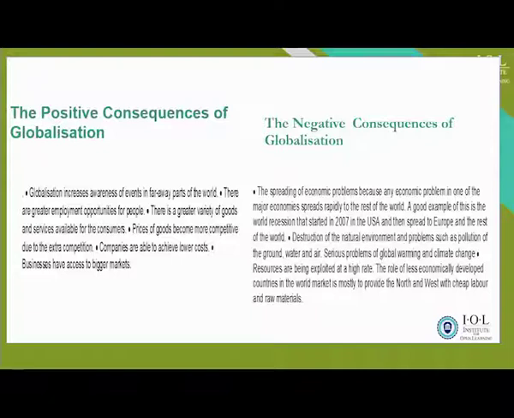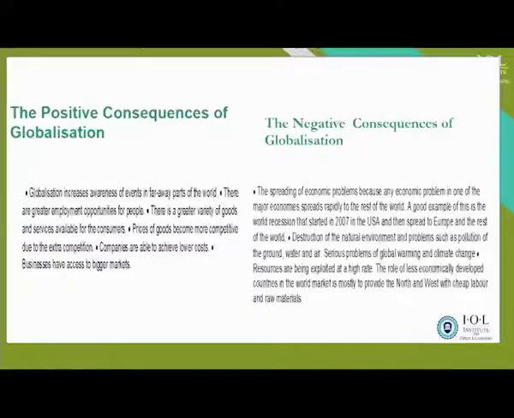We move on to globalization. Okay? So as we know, globalization, nowadays with internet, we are talking of a global world. Okay? We are talking of a world as one unit because of globalization.